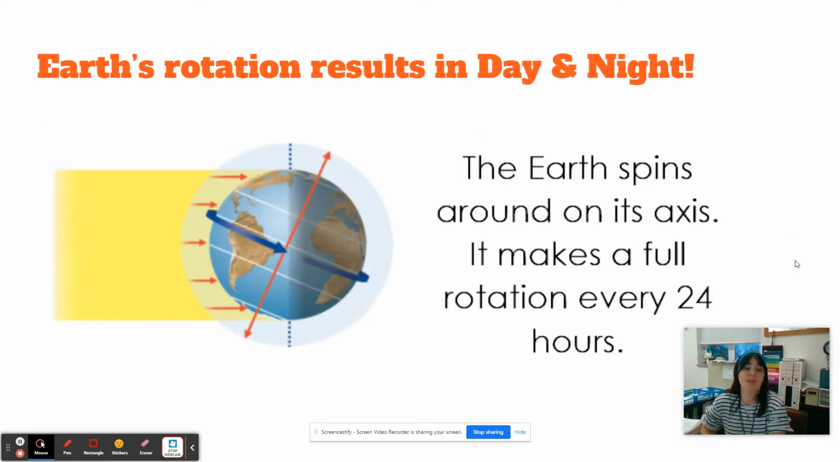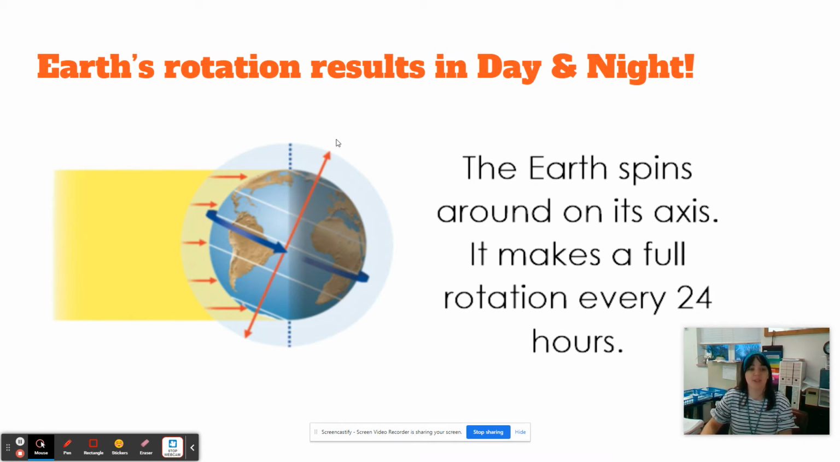Okay, so this is a picture of the Earth's rotation. Now, rotate and revolve are two words that we use when we are talking about the Earth and its place in the solar system and how it moves. But we need to know the difference because rotate and revolve are very, very different words. So, rotate is when the Earth spins around the axis like a top.